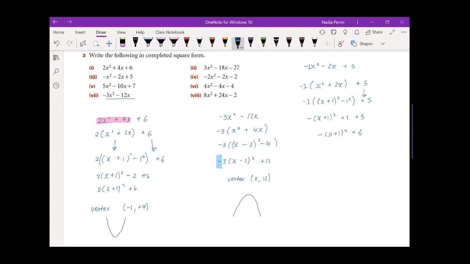Got it there. So that is how you complete the square when there is a coefficient greater than 1 in front of a quadratic.